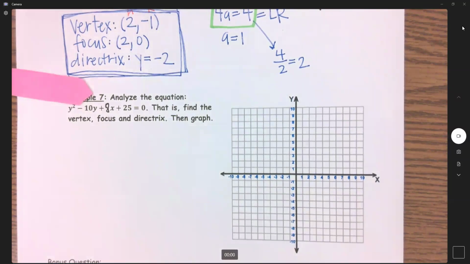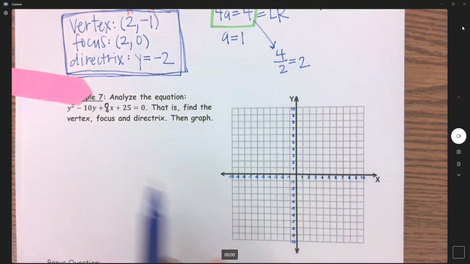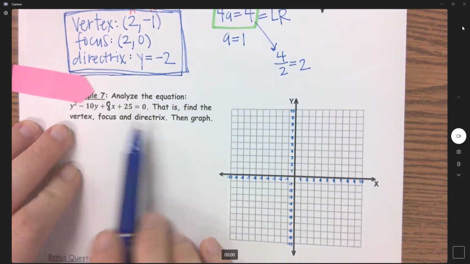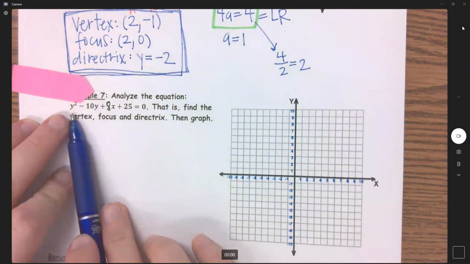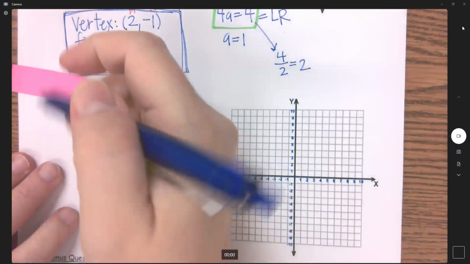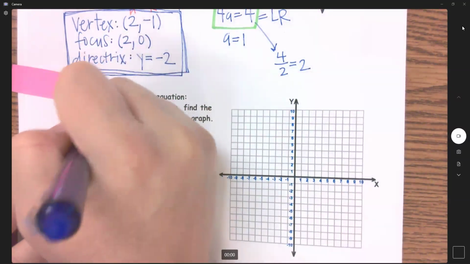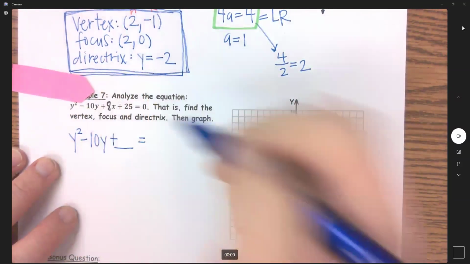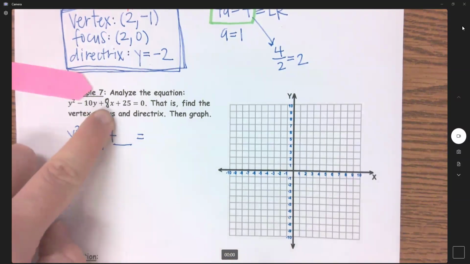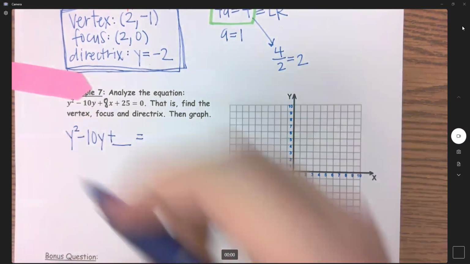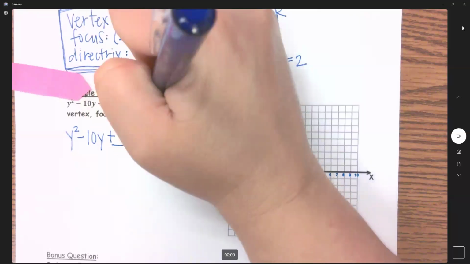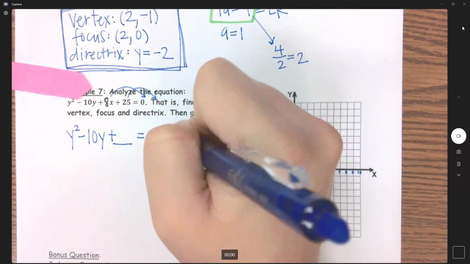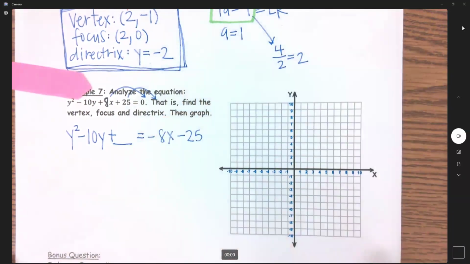Okay, analyze the equation. And that is, again, find the vertex, the focus, and the directrix. So here I can see I only have a y squared. So I want to leave my y's where they are. I'm going to leave some room. But then I need to move my x, because it doesn't have an x squared, and my constant over. So now we have equals -8x minus 25.